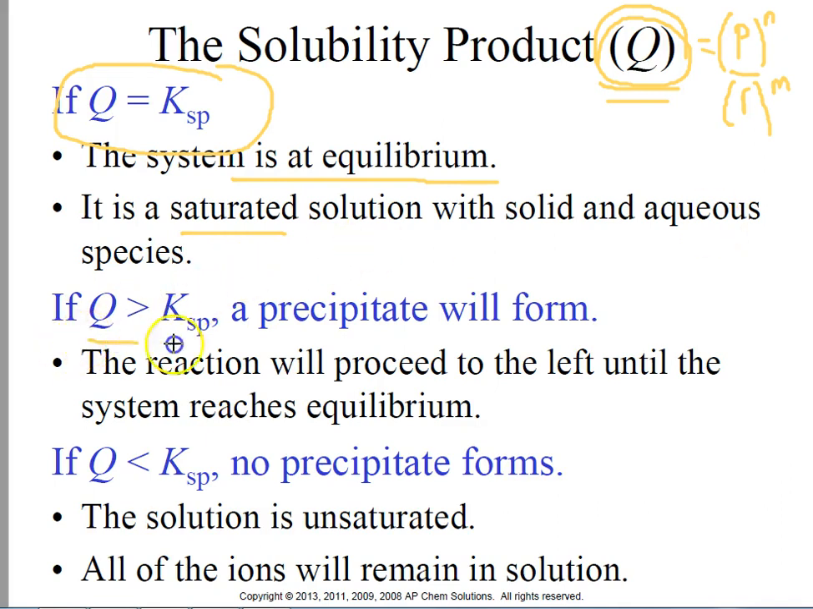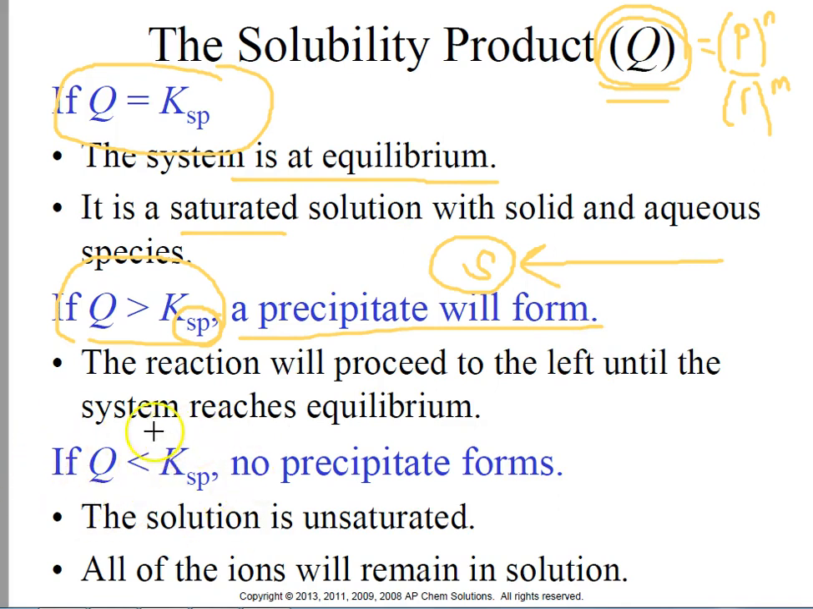If Q is greater than K, a precipitate will form. A precipitate will form because, remember, if Q is greater than K, the reaction's gone too far. So we've got to go back toward the reactants. And if we're dealing with a KSP, our reactant is always a solid. So that means if we go back toward a solid, that is a precipitate. So a precipitate will form.